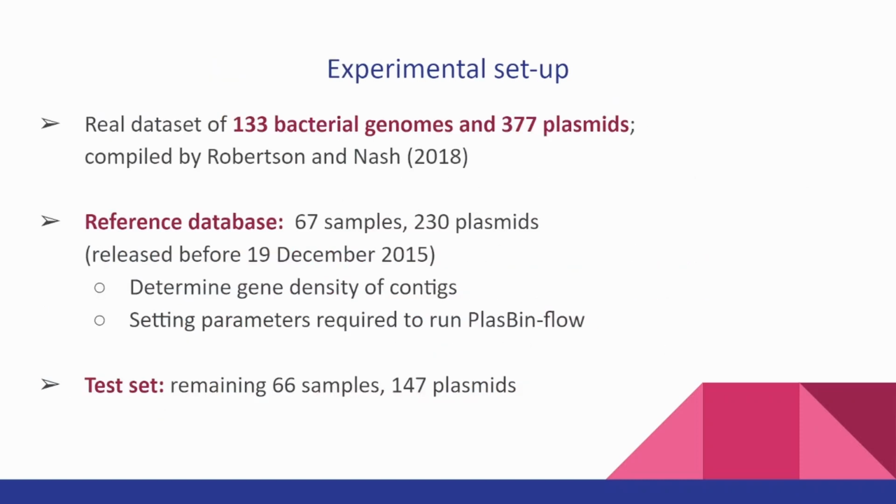We conducted experiments on a real data set with 133 bacterial genomes, and that consisted of 377 plasmids. This data set was obtained from the one that was compiled by Robertson and Nash in 2018. So we split the data set into a reference and test set. The reference set consisted of 67 samples with 230 plasmids, released before 19th December 2015. And the use of this reference data set was mainly to determine the gene density of contigs in the test data set. And it also helped us set the parameters that are required to run PlasBin-flow. The test dataset then contained the remaining 66 samples of varying species of bacteria and 147 plasmids.